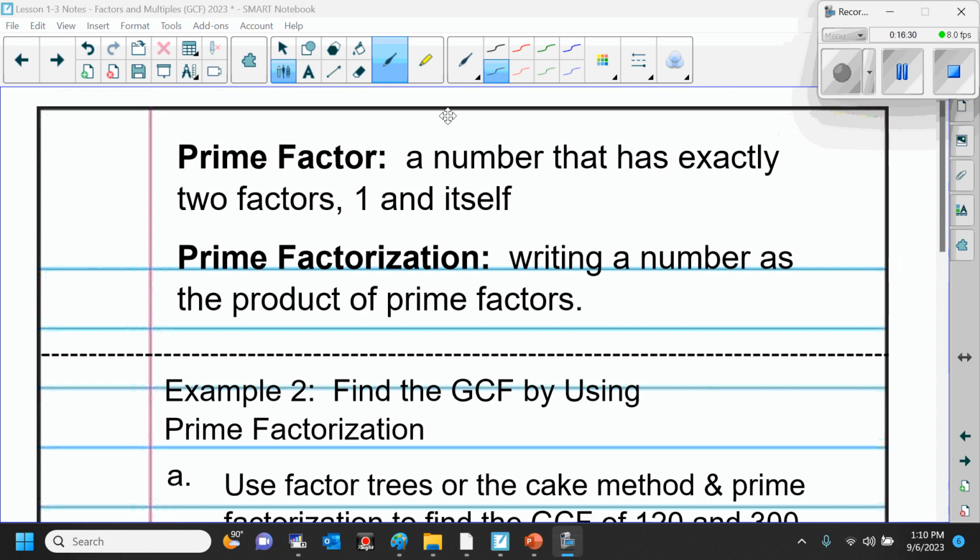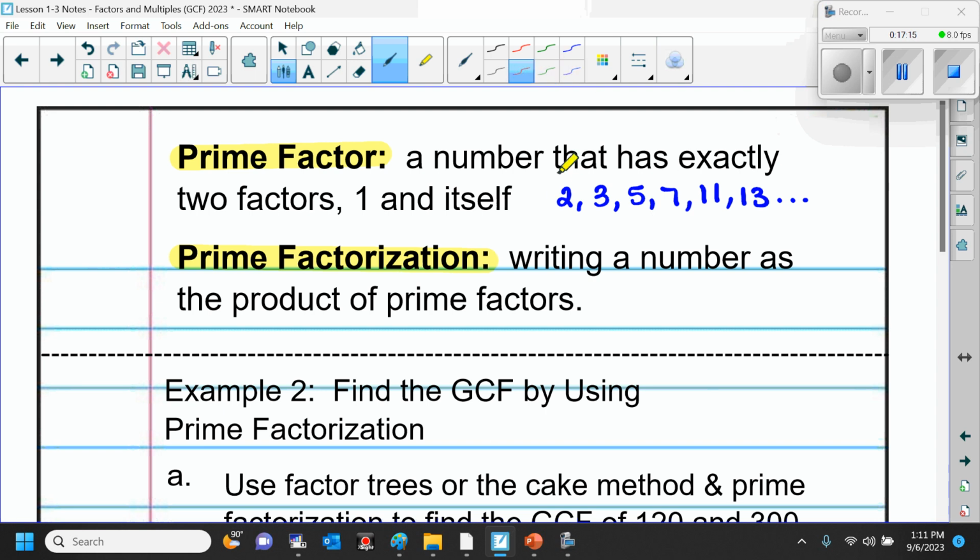So now I would like for you to write those 2 vocabulary words in your notes. We have prime factors and we have prime factorization. So we've already worked with these. Now here's the vocabulary for it. So a prime factor is a number that has exactly 2 factors, 1 and itself. So we listed prime factors. We started with 2, 3, 5, 7, 11, 13, and it goes on, keeps on going, right?